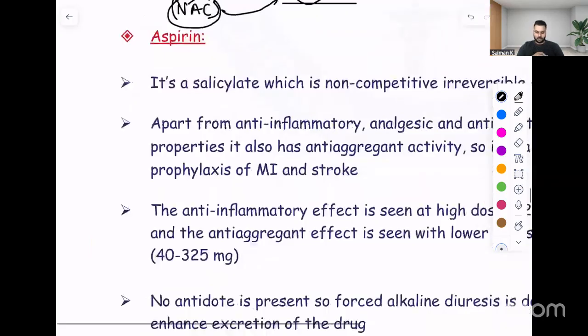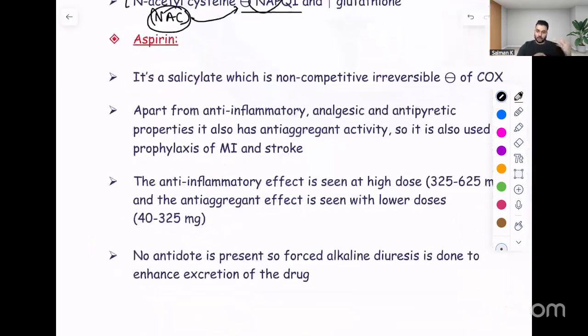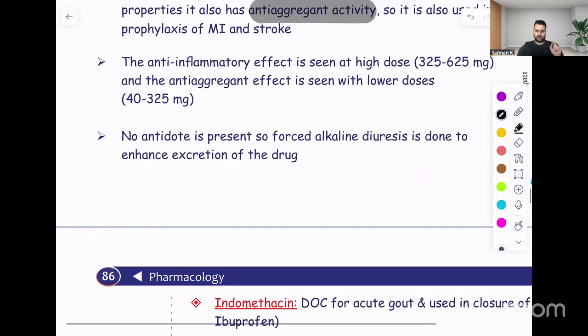Next drug is something called aspirin. Now, aspirin is the only drug from this topic that, apart from being an NSAID, is also an antiplatelet drug, which we learned in the previous chapter. Now, the next thing is that this drug doesn't have an antidote.